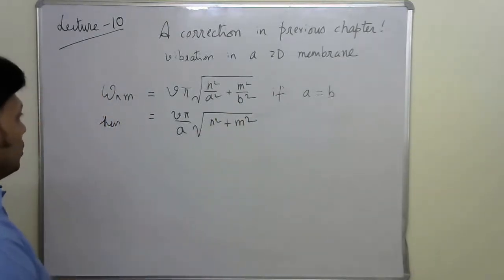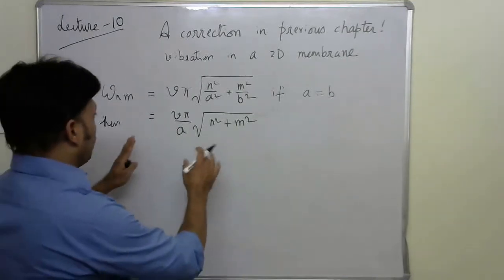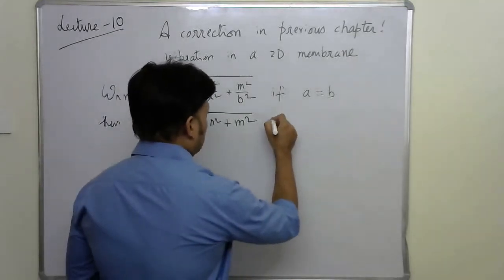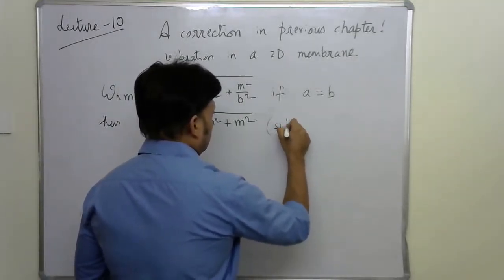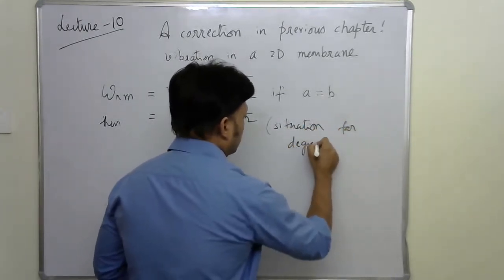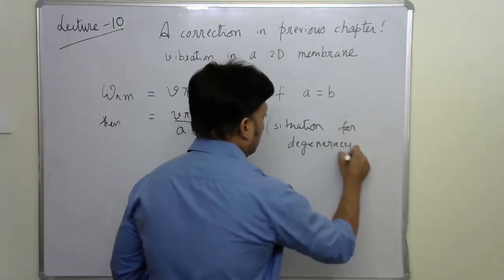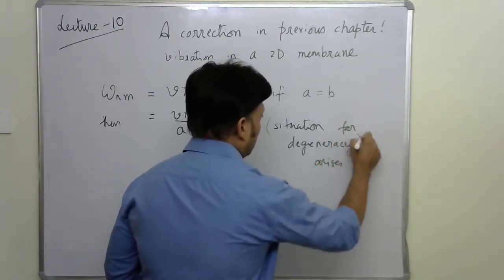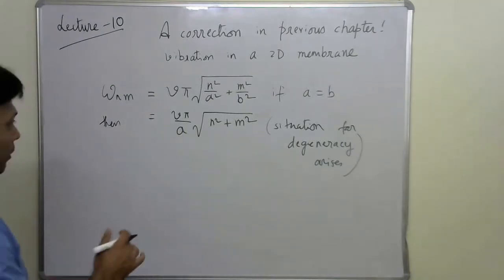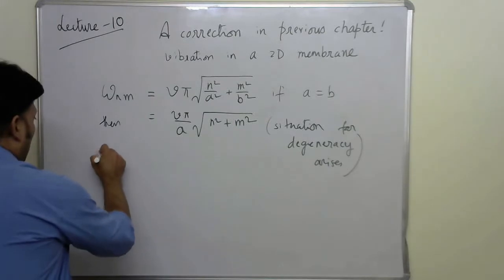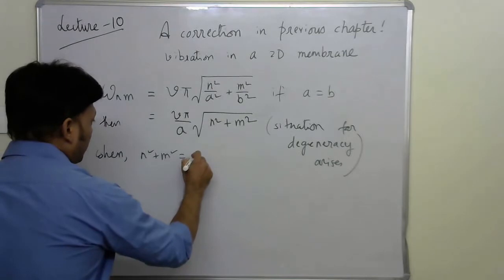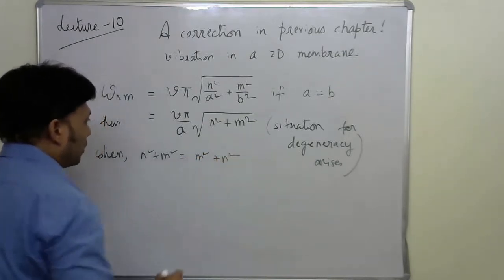Here we see the situation where degeneracy arises. When does it arise? The situation for degeneracy arises when we have n square plus m square equal to m square plus n square. So you understand the point.